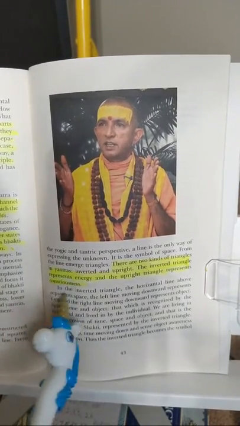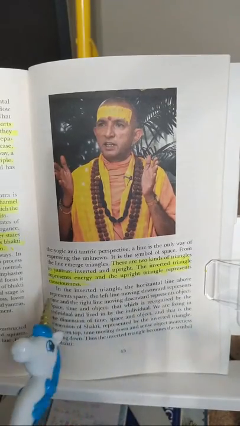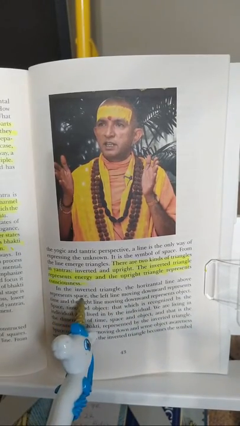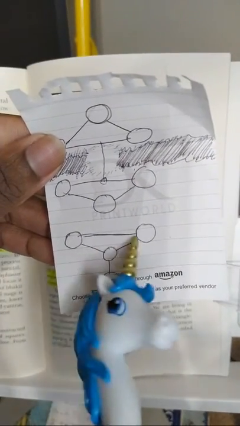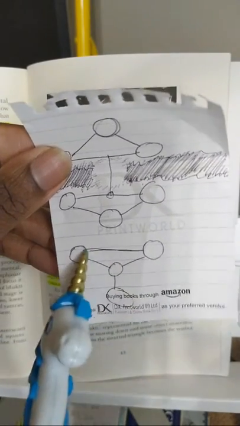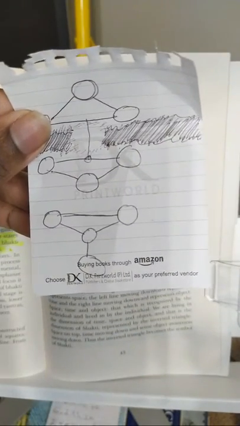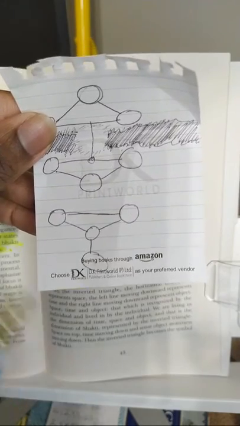Okay. In the inverted triangle, the horizontal line above represents space. So in the inverted triangle, the horizontal line above, this one up here, represents space. The left line moving downwards represents time.